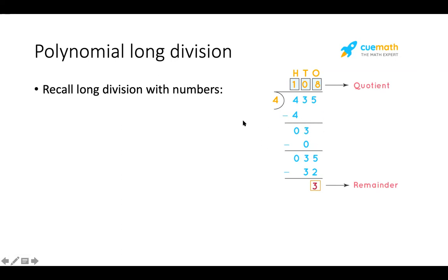So it's divide, multiply, subtract. Divide, multiply, subtract. When you get your answer, in this case, 435 divided by 4 equals 108, which is called the quotient, plus 3/4. 3 is the remainder.